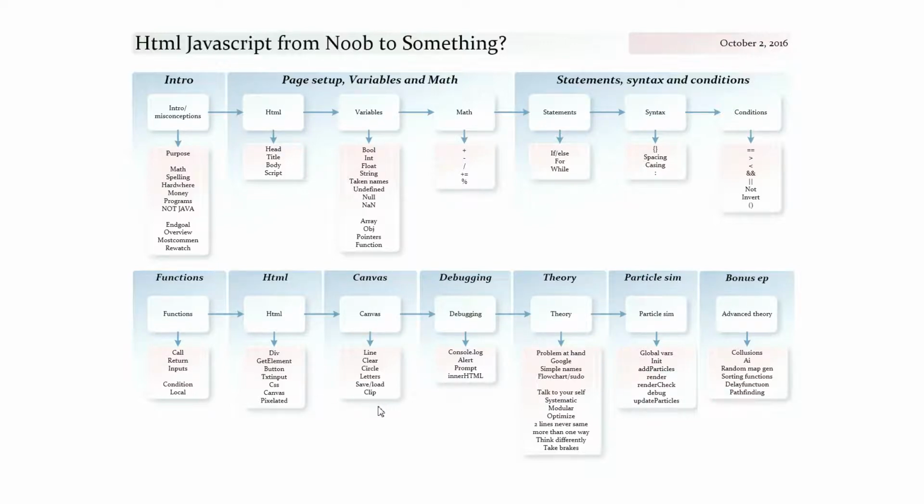Next episode is about the canvas, so learning how to make a line, just a simple line going across the page sort of thing. Clear the line, so you clear the canvas. Drawing a circle, typing letters, loading and saving what's on the canvas, and clipping, which is sort of, it'll only do stuff within a select area.